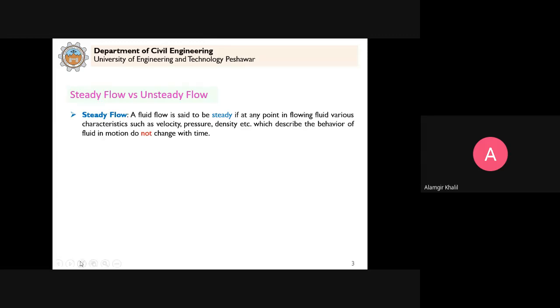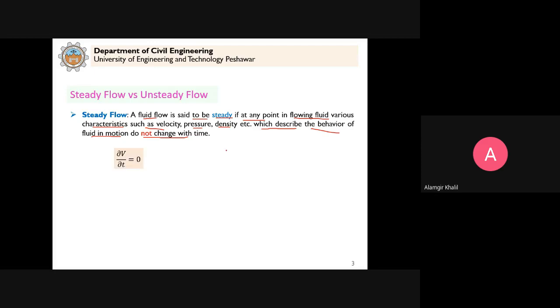So steady flow. A fluid flow is said to be steady if at any point in the flowing fluid, various characteristics such as velocity, pressure, density, etc., which describe the behavior of fluid in motion, do not change with time. So what is a steady flow? A steady flow is one in which the fluid characteristics such as velocity, pressure, density, discharge, etc., do not change with time, all of them, because if any one is changing, then it will not be a steady flow. When these flow characteristics do not change with time, such type of flow is known as steady flow.